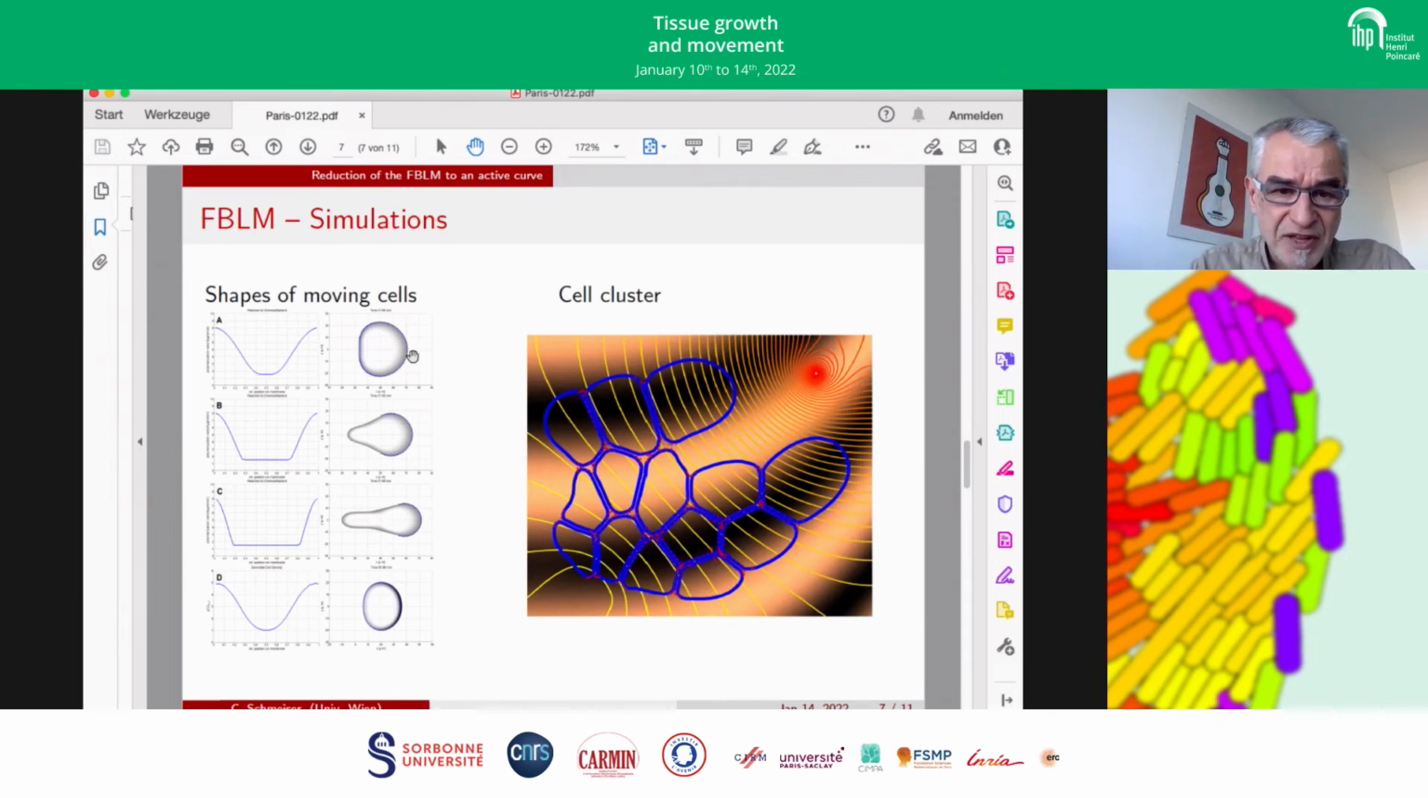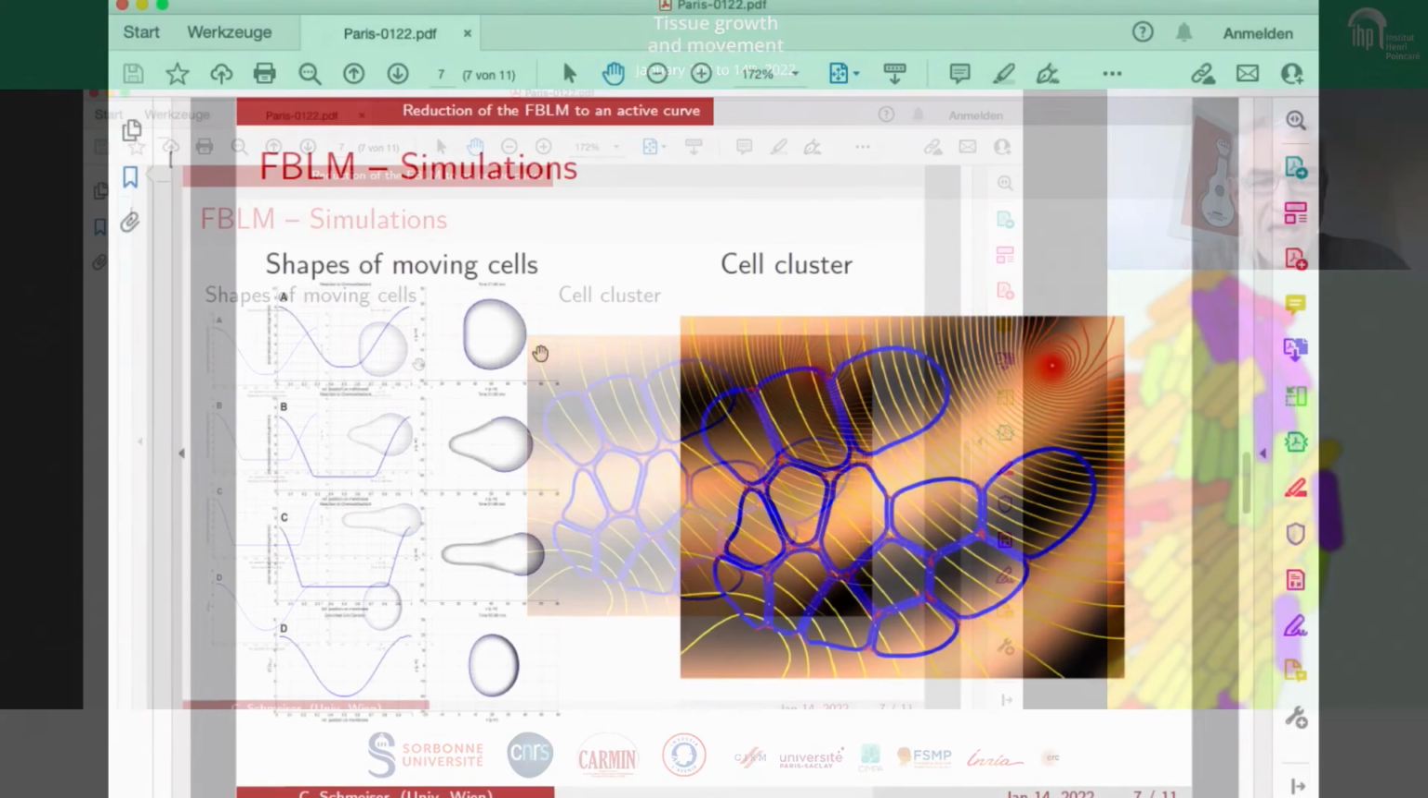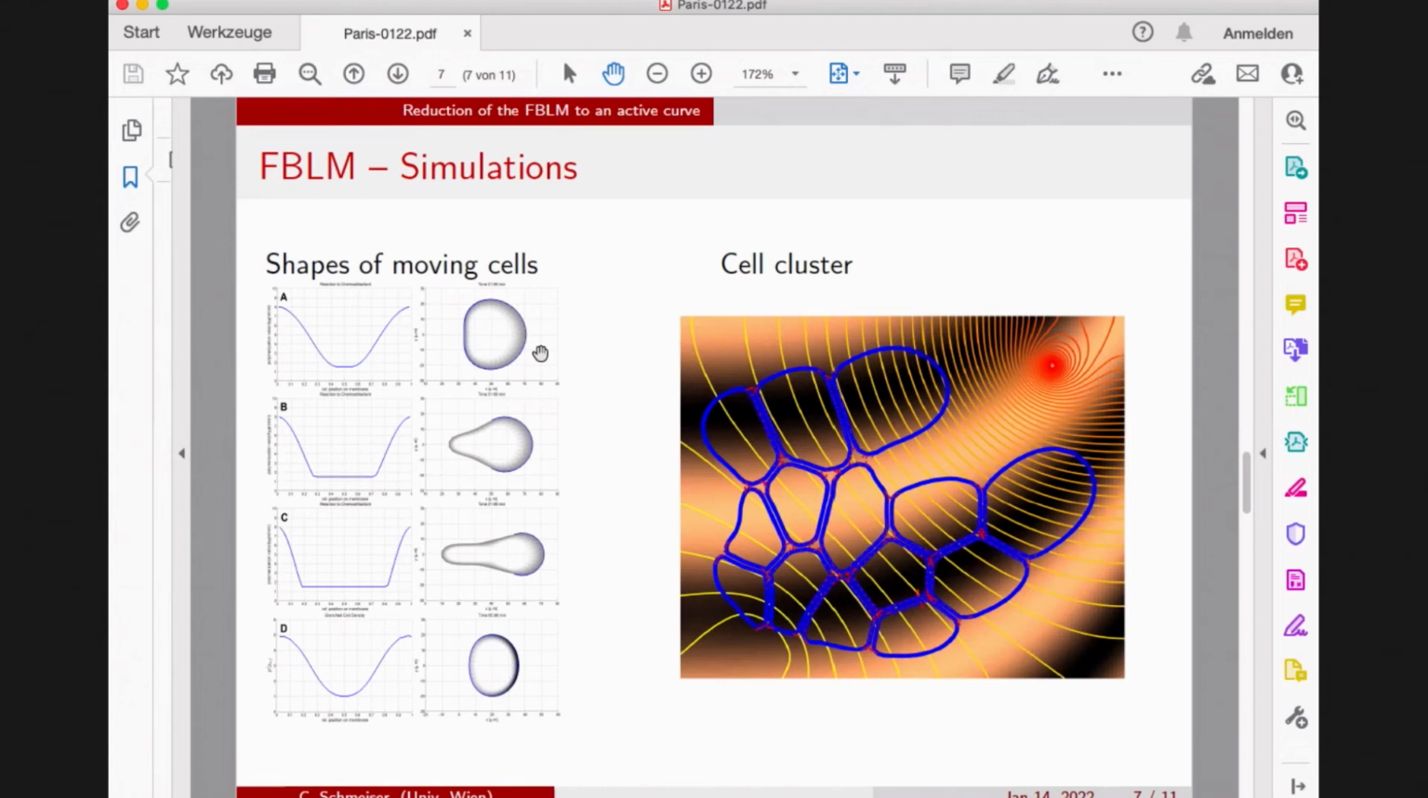So first concentrate on this row of pictures on the left. These are stable shapes of cells which you get from this model under the influence of a chemotactic signal. We heard about chemotaxis in Weinstock just before, so I don't need to explain. What you get here is a chemotactic signal from the right.